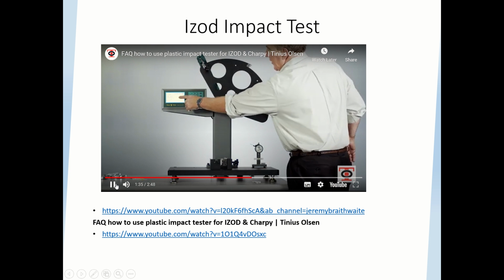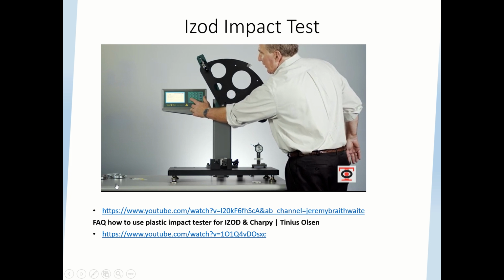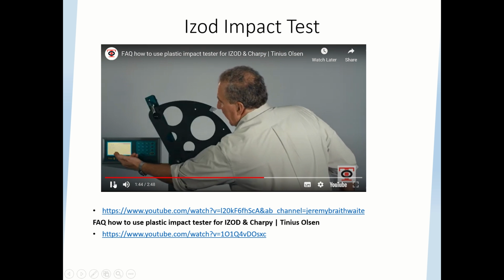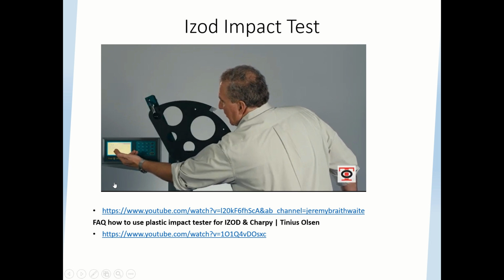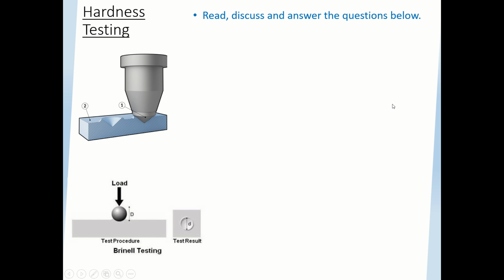Go to the display, select the break type. In this case it was a complete break, so we press enter. You look at the display and you measure what the breaking energy was. That would give you your results. So that's the Izod impact test. For hardness testing, there are several tests. One of them is Rockwell, one of them is Brinell, and one of them is Vickers Pyramid.